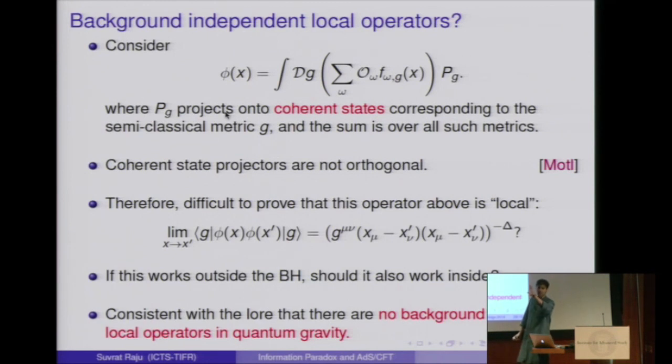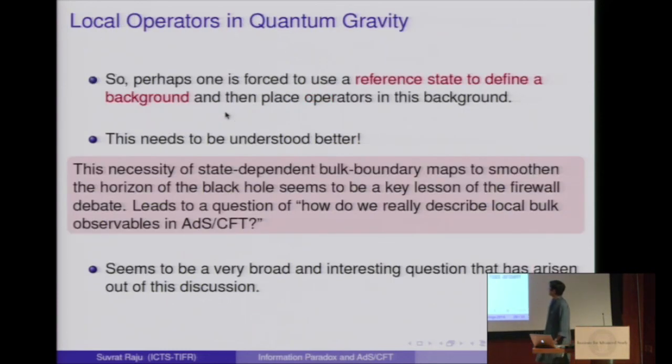And even if you could prove this outside the black hole, which has not been done, I think it would be a slightly more difficult exercise to prove that you should expect such behavior to continue behind the black hole. And I want to mention that this is actually consistent with the lore that there are no background independent local operators in quantum gravity. Okay, so I'm mostly done. Let me just say one thing to finish, which is that the necessity of these state dependent bulk boundary maps to smoothen the horizon and to resolve the firewall seems to be one of the key lessons that has come out of this firewall debate.